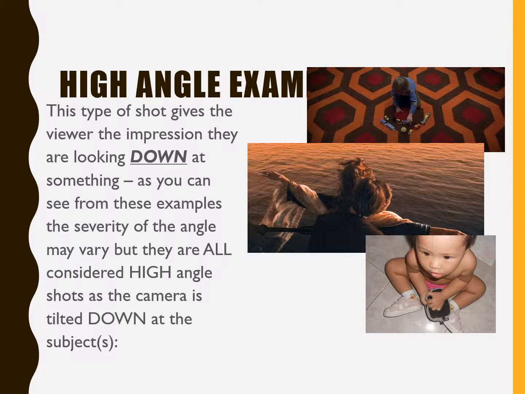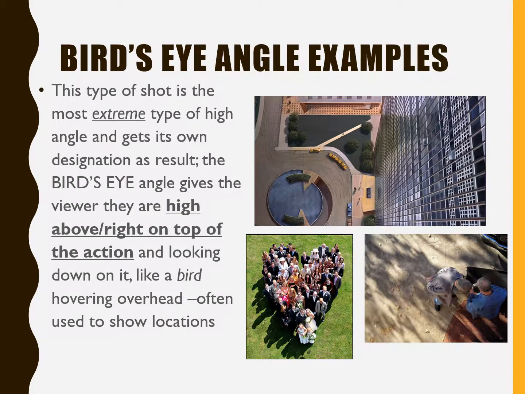Another kind of angle is the high angle, right? It's the opposite of the low angle. It gives the impression that we're looking down at something. As you can see from the examples here, again, the severity of the angle may vary, but they're all considered high angle shots as the camera is tilted down at the subject. Again, think of your head as the camera. In order to get these shots, you would have to be looking down on the subjects, right? So that's how you would ask for the shot to be taken if that's what you wanted.